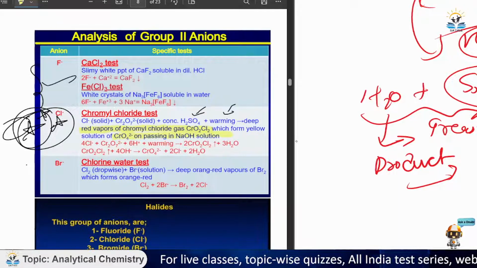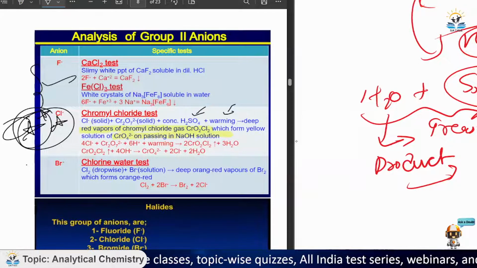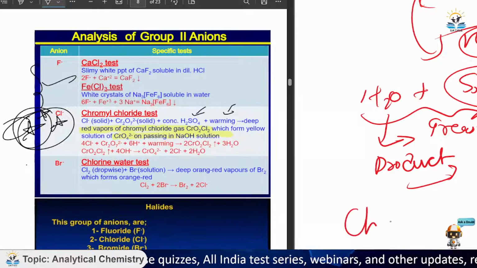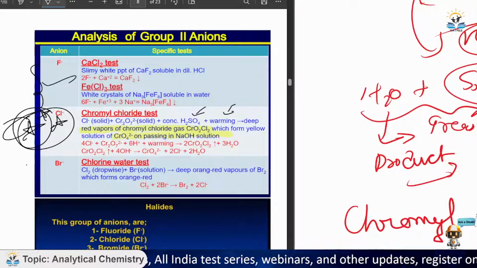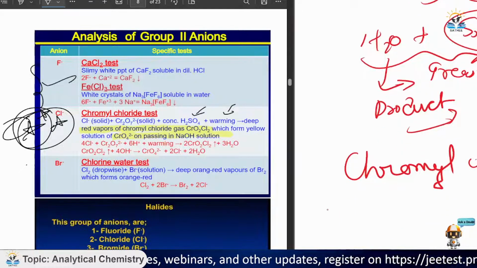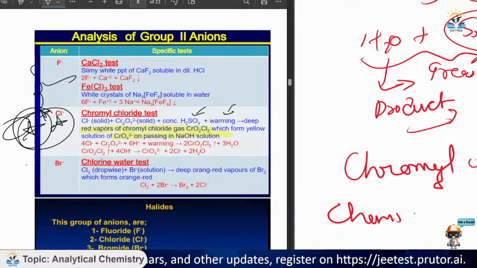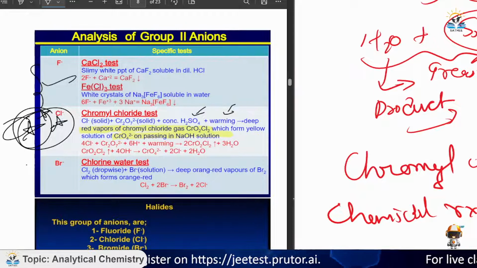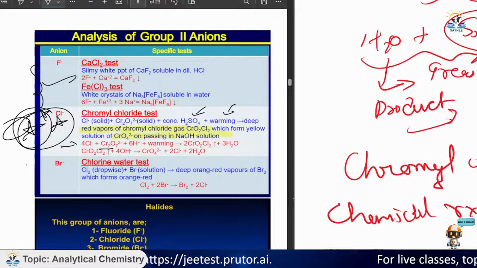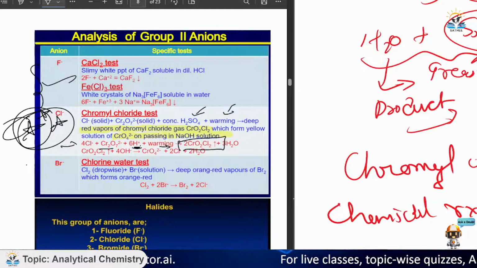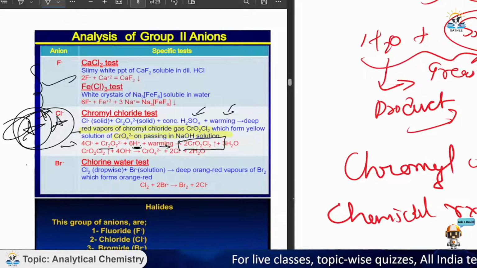on passing through NaOH solution. I have not told you about any chemical reaction yet to learn, but for this, let me write here: chromyl chloride test. For this test, you have to learn this chemical reaction by any means, though it is mostly understandable. If we pass Cl minus with acidified Cr2O7 2 minus in acidic medium and heat somewhat, it will form CrO2Cl2. If asked the color of CrO2Cl2, you have to say red vapors.